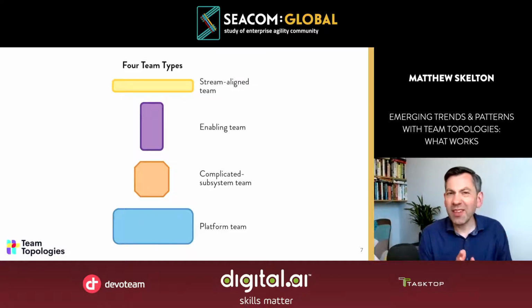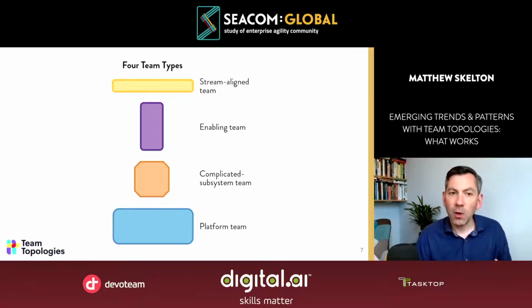So we think there are only really 4 types of team needed, but it's important for us to distinguish these types of team. It's not just enough to have different kinds of team, though. Like any kind of system, in this case, we've got a socio-technical system, a lot of the behavior emerges from how different bits of the system interact.